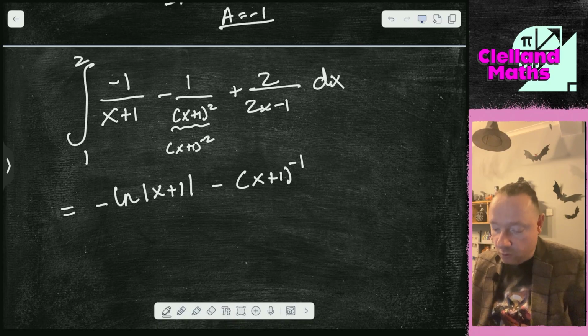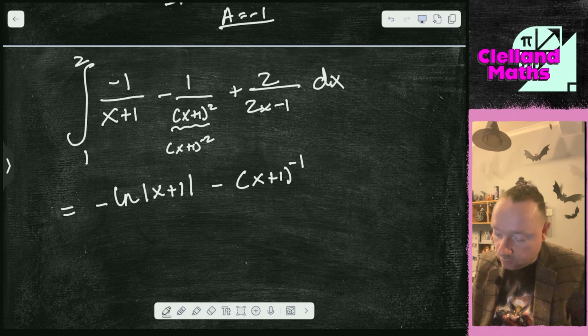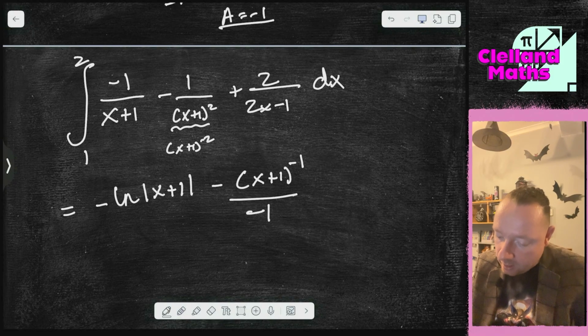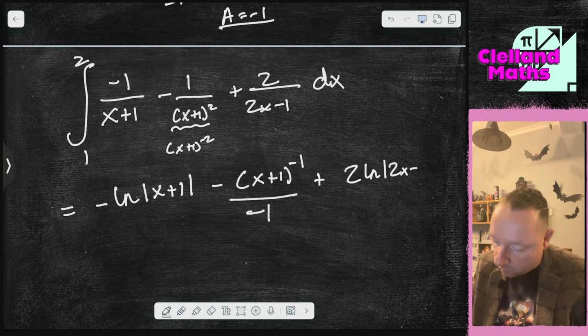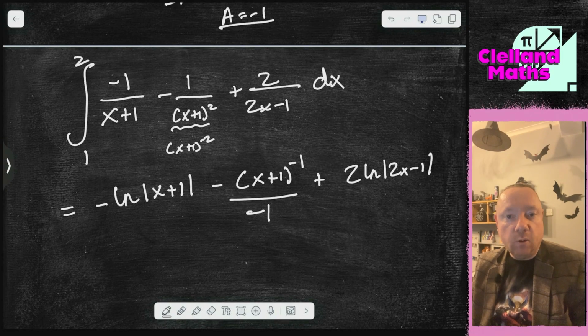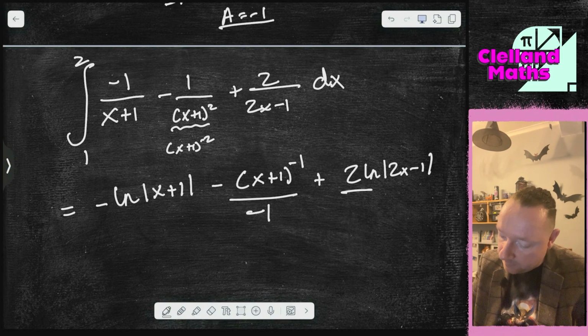And then we divide by the new power, but we also divide by x plus 1 differentiated, which is 1. So divide by minus 1. And then plus 2 log 2x minus 1. So it's 2x minus 1. So again, we differentiate that to get 2 and divide by it. And that's all between 1 and 2.